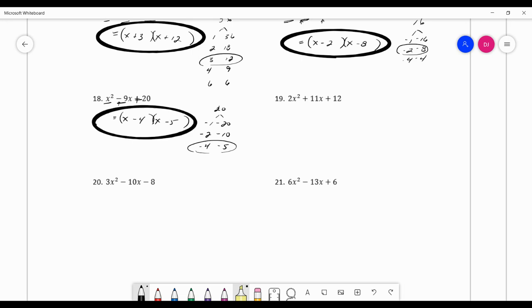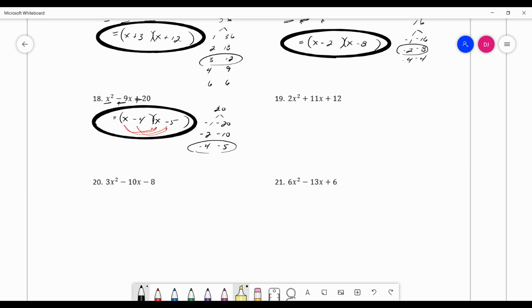Like I've said before, feel free to verify that you've factored it correctly by expanding. x times x is x squared. x times negative 5 is negative 5x. Negative 4 times x is negative 4x. And negative 4 times negative 5 is a positive 20. Combining the like terms negative 5x and negative 4x, you'll notice that you get the original quadratic back. So that's an option for checking your work.